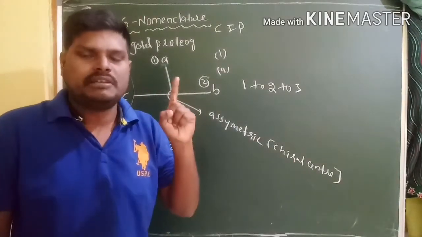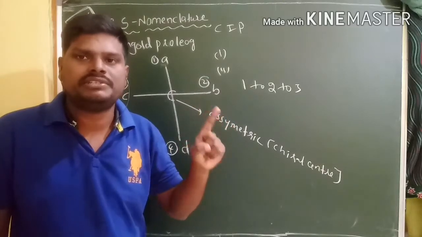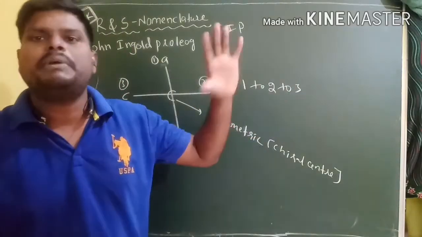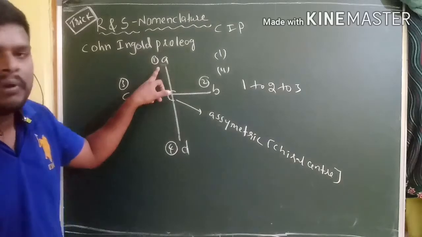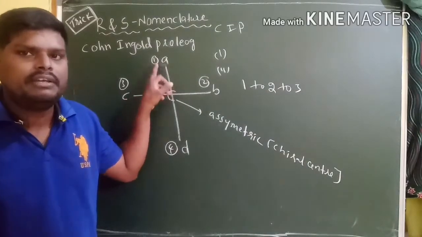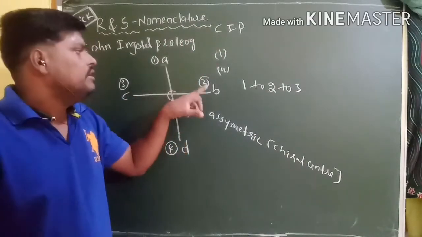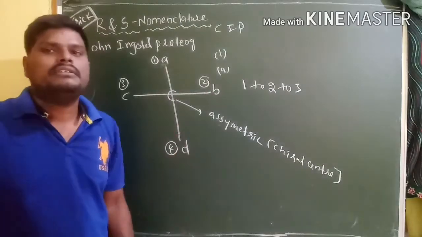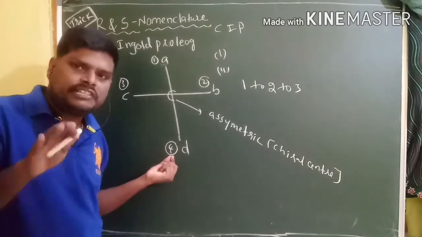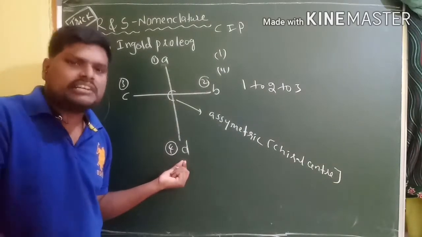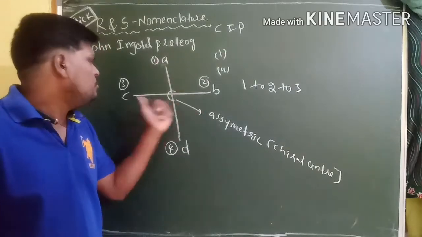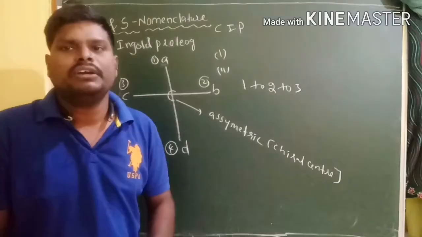Once again, priority is always directly proportional to the atomic number. So here 1 is the highest priority. Indirectly, you understand that A has the highest atomic number, then B, C and D. Here 4 means least priority, so D has the least atomic number compared to 1, 2 and 3. So this is the way.